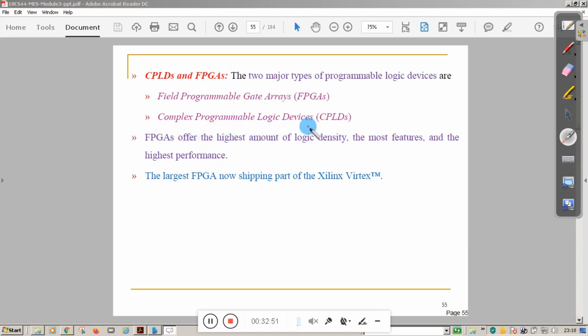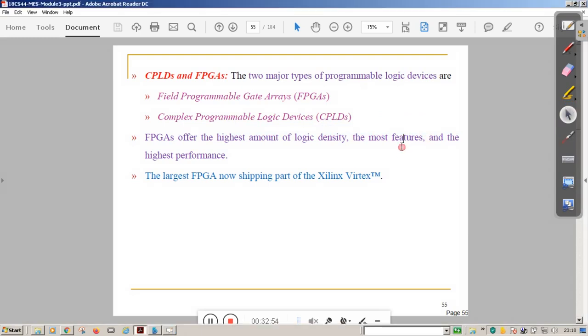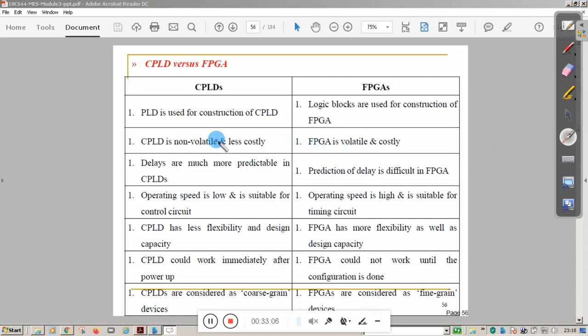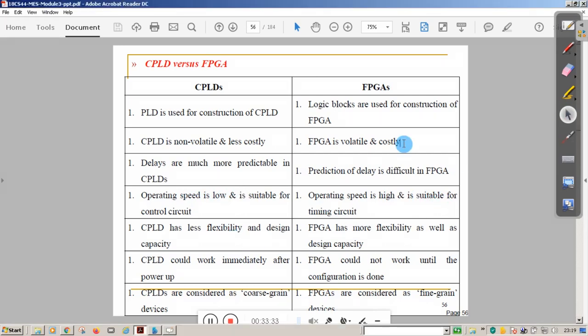The second one is the complex programmable logic device, CPLD. So here are the differences between CPLDs and field programmable gate arrays. Let me read out one or two. FLDs are used for construction of CPLDs, but logic blocks are used for the construction of FPGAs. CPLD is non-volatile and less costly. FPGAs are volatile and costly. And there are some other differences, like prediction of delay is difficult in FPGA. Operating speed is high and suitable for timing circuits, but here operating speed is low. All these are different types of differences.